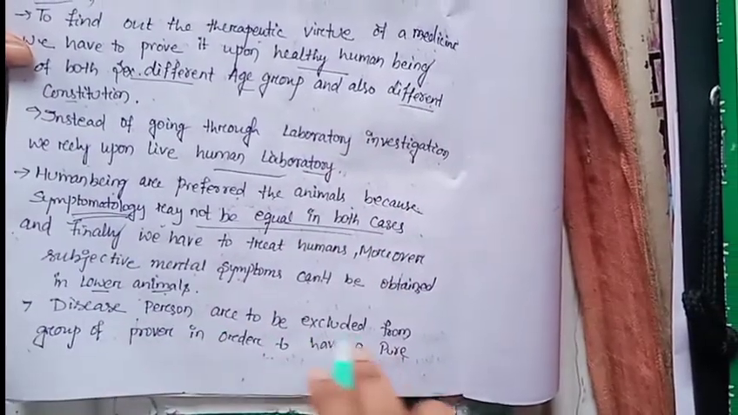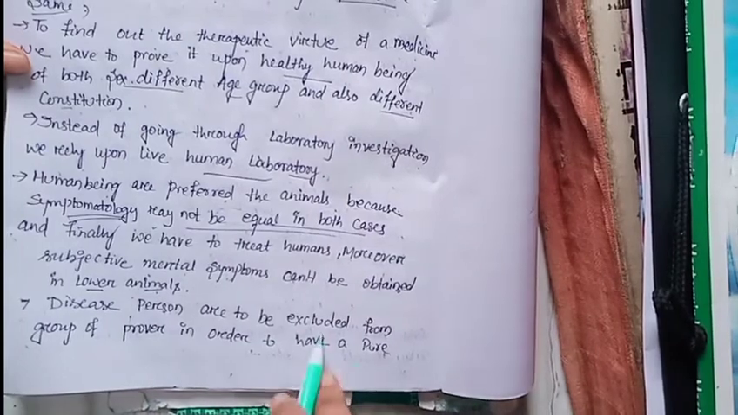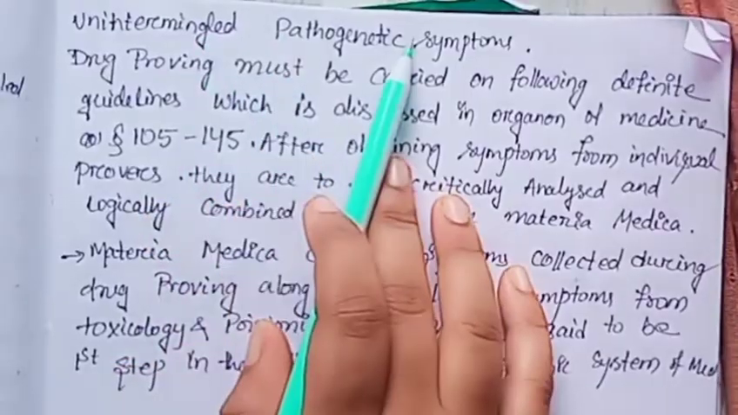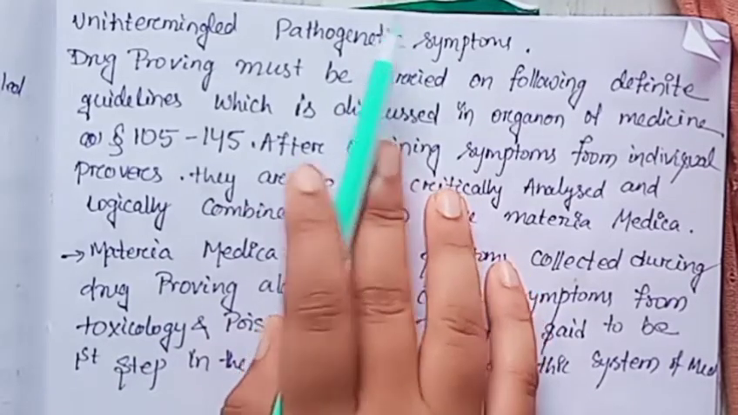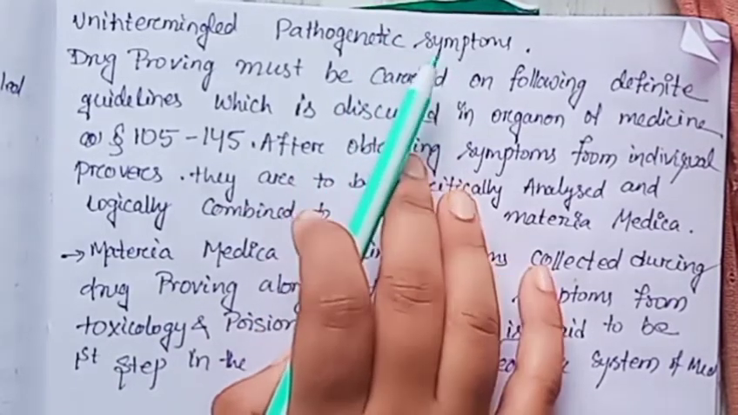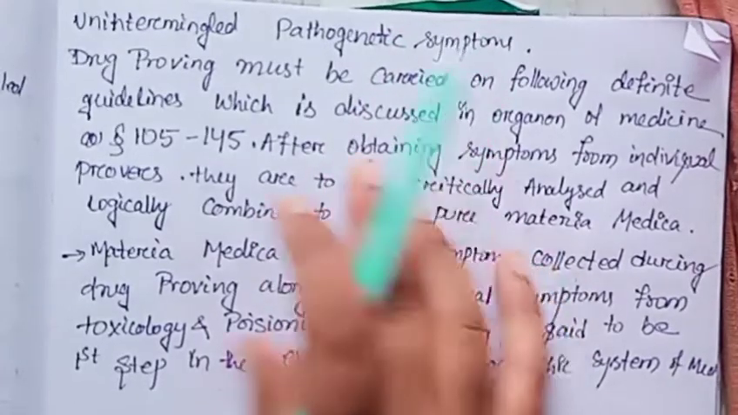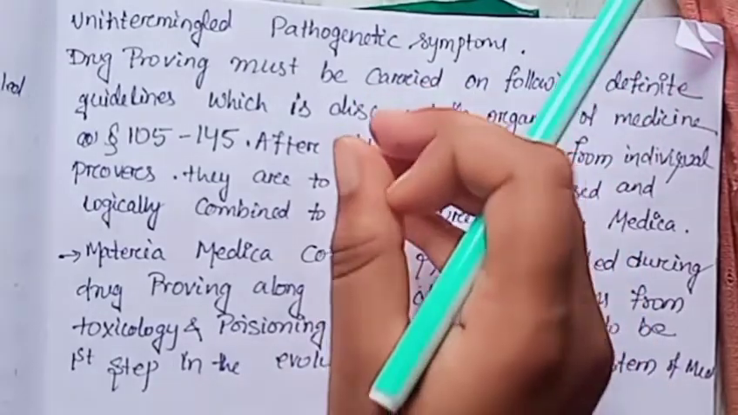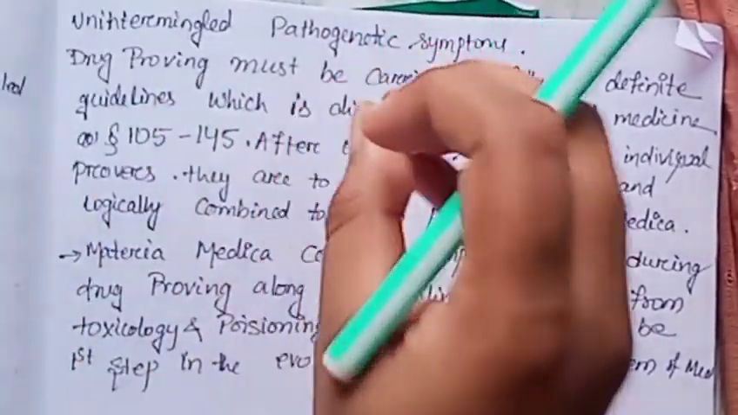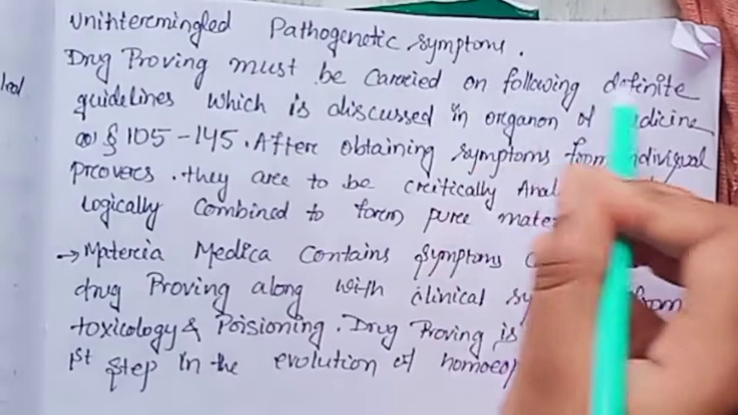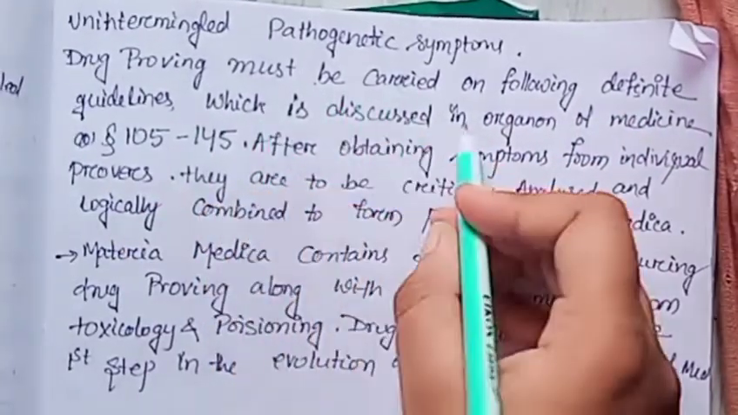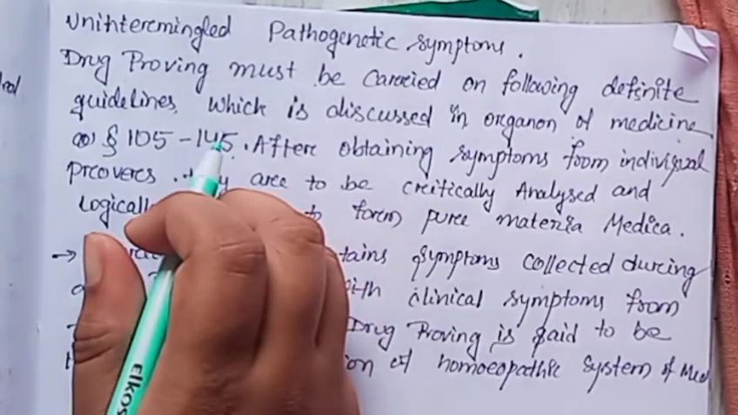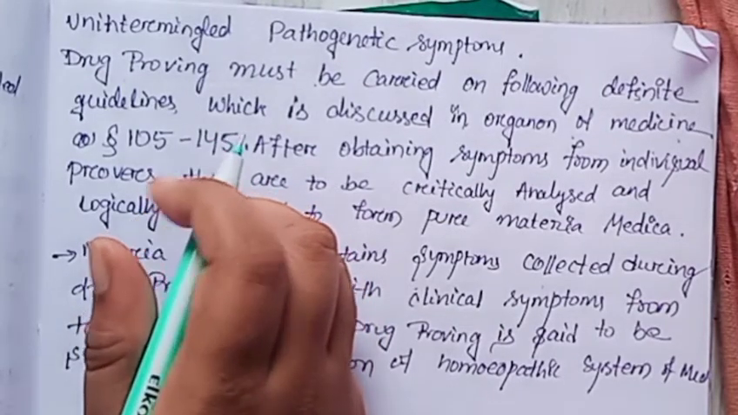Diseased persons are to be excluded from the group of provers in order to find a pure, unintermingled pathogenic drug effect. If a diseased person comes under drug proving, what happens? The disease and drug symptoms are intermixed with each other. That's why we always advise proving the drug on healthy human beings. Drug proving must be carried out following definite guidelines, which are in the Organon of Medicine, paragraphs 105 to 145, which belongs to the third year BHMS syllabus.